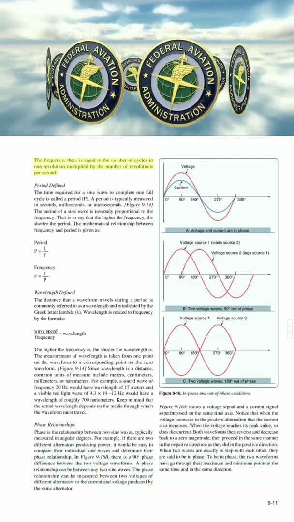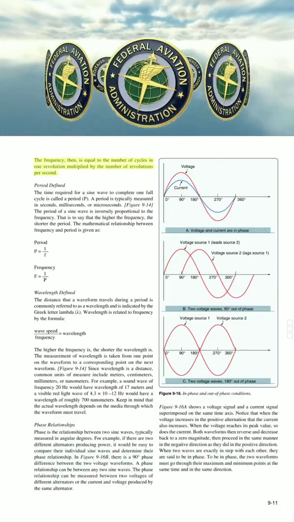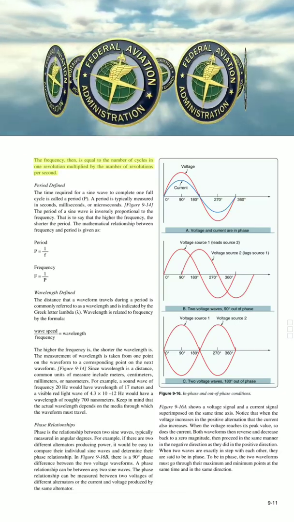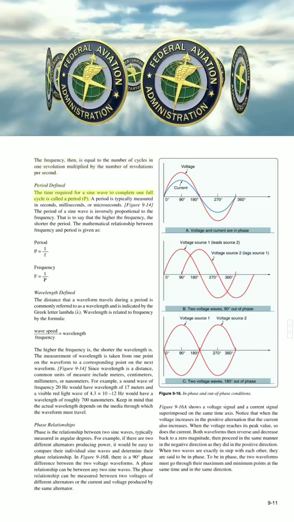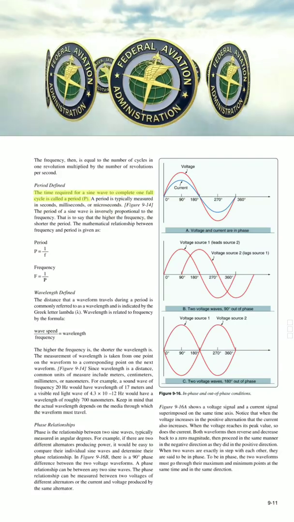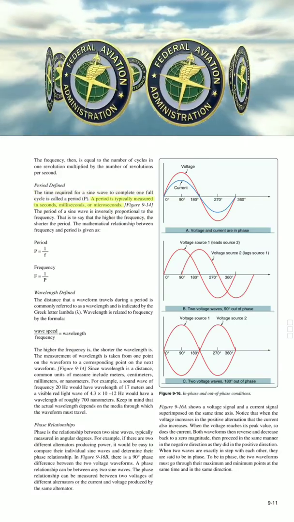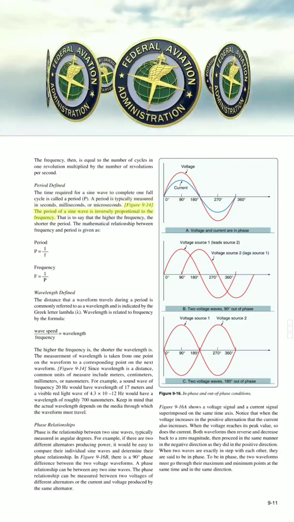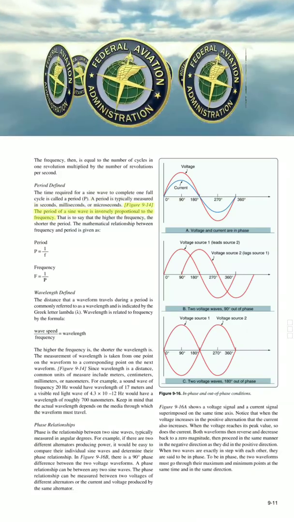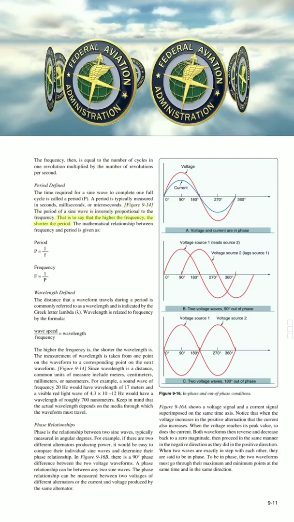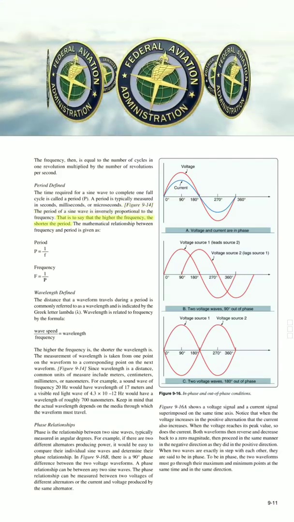The frequency, N, is equal to the number of cycles in one revolution multiplied by the number of revolutions per second. Period defined. The time required for a sine wave to complete one full cycle is called a period, P. A period is typically measured in seconds, milliseconds, or microseconds. Figure 9-14. The period of a sine wave is inversely proportional to the frequency. That is to say, the higher the frequency, the shorter the period.